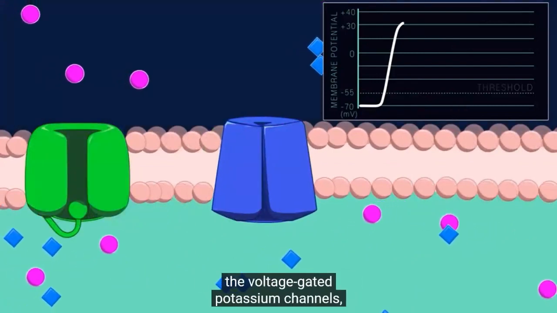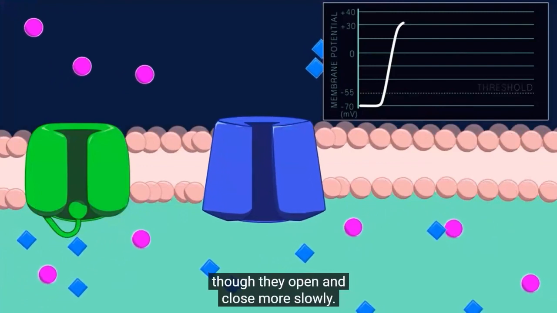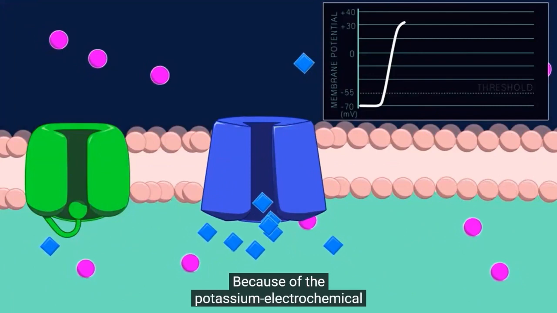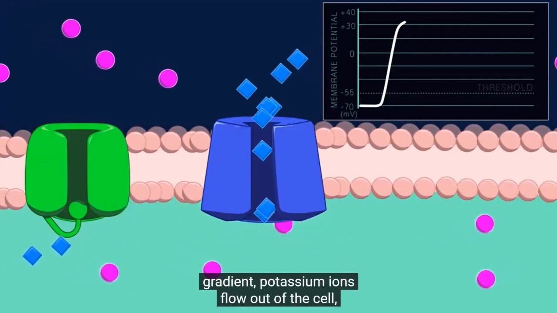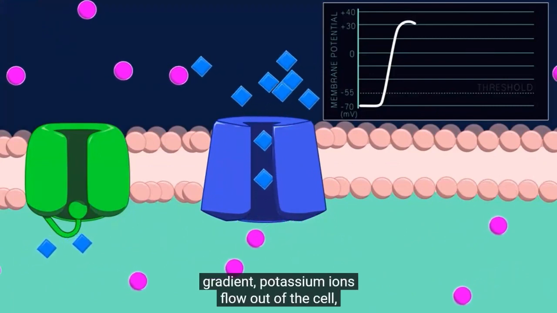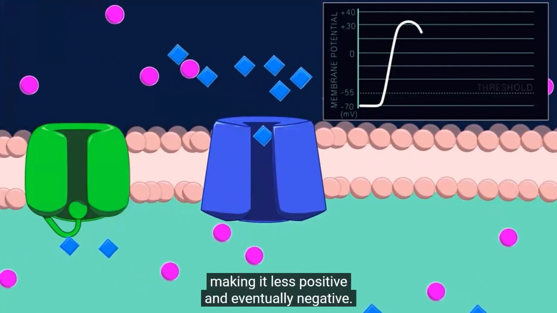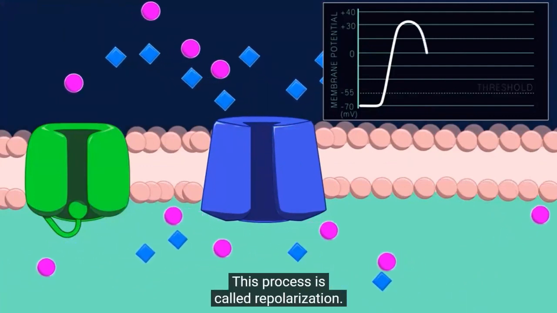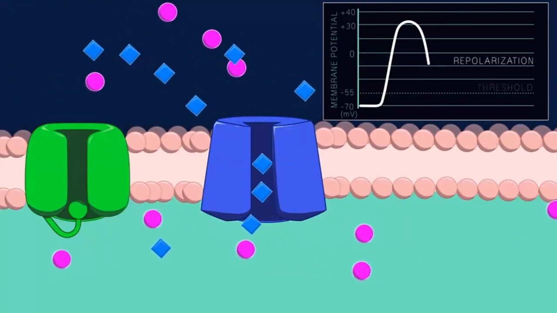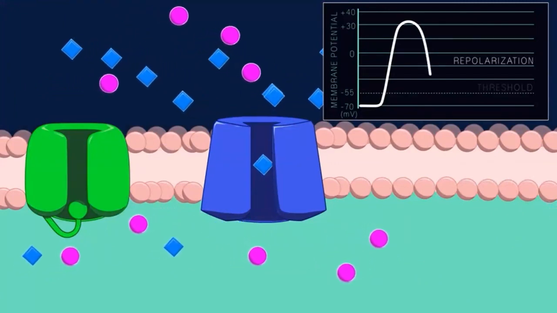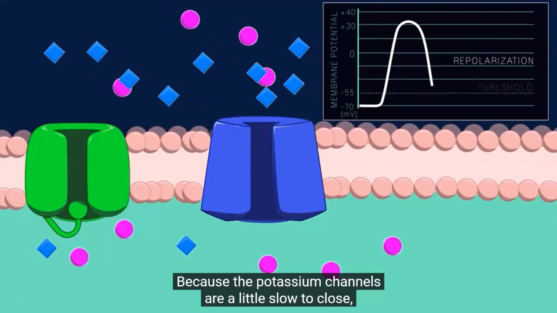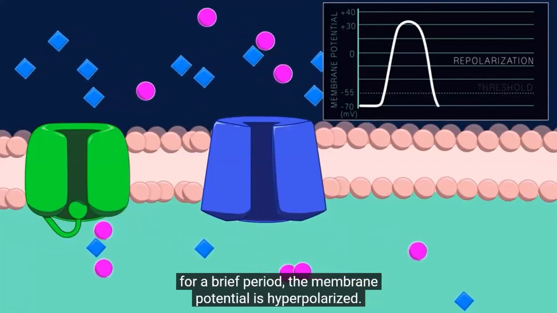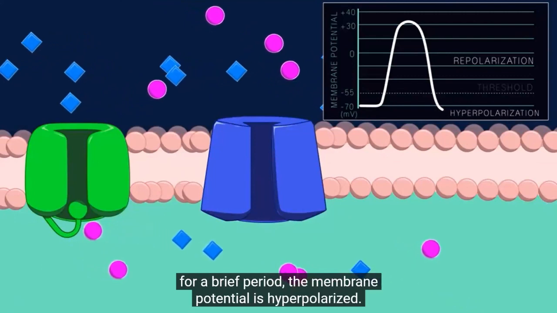Because of the potassium electrochemical gradient, potassium ions flow out of the cell, making it less positive and eventually negative. This process is called repolarization. Because the potassium channels are a little slow to close, for a brief period the membrane potential is hyperpolarized. It's more negative than the resting potential. During hyperpolarization, the potassium channels close.